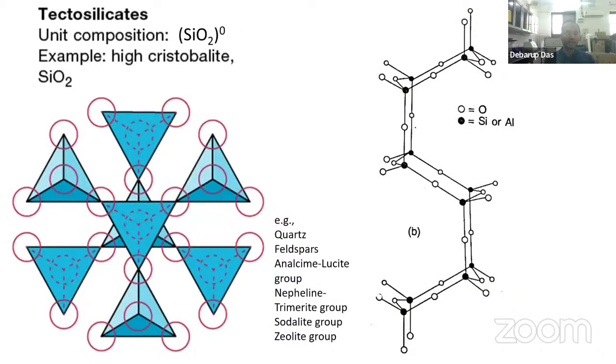Next is tectosilicates. In tectosilicates, this is the kind of arrangement. That means all the oxygens are shared, all four oxygens are shared, and the repeating unit is basically SiO2. For example, quartz, feldspar, silica oxide, leucite group, nepheline, zeolite group, sodalite. Quartz is SiO2. In feldspar, some Si could be replaced by aluminium, and in others also, some Si could be replaced by other metals. Due to that replacement, there will be charge imbalance and some other cations will come to get the charge balance. SiO2 is the repeating unit for tectosilicates. It has a three-dimensional framework.